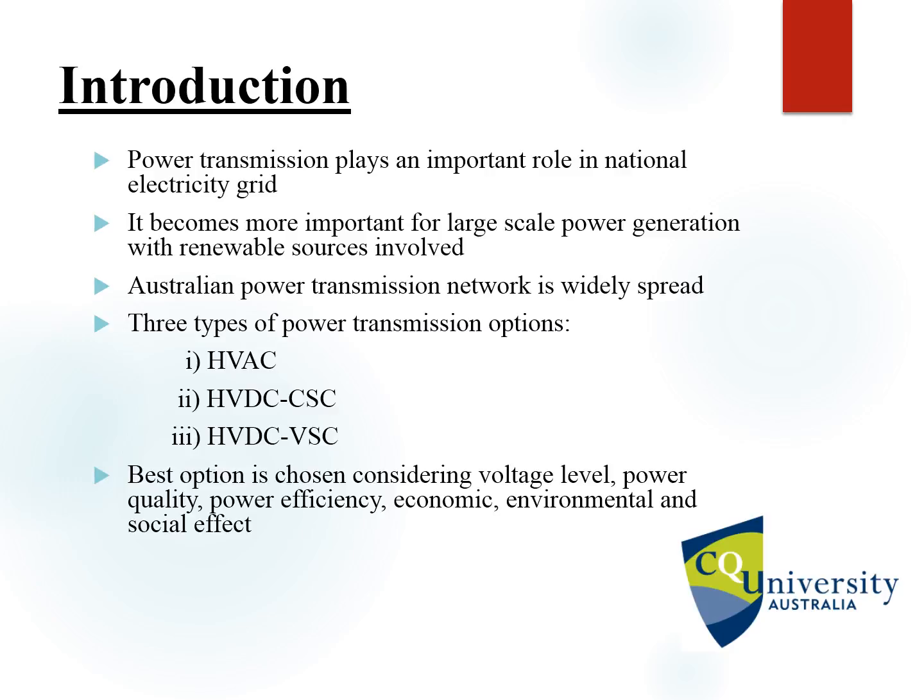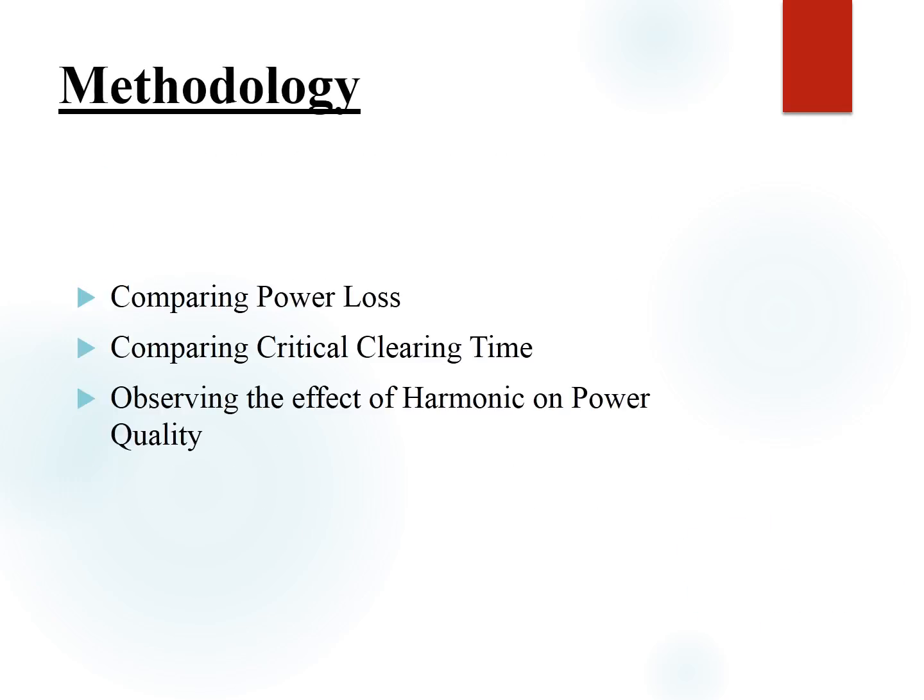For choosing from all these options, we chose the best one depending on technical aspects like power loss, power quality, power efficiency, as well as some non-technical aspects like economic, environmental, and social sustainability. For getting our desired comparing parameters, we divided our investigation into three sections: power loss comparison, critical clearing time comparison, and observing the harmonic effect on power quality.